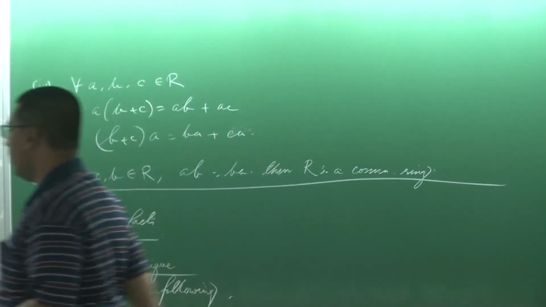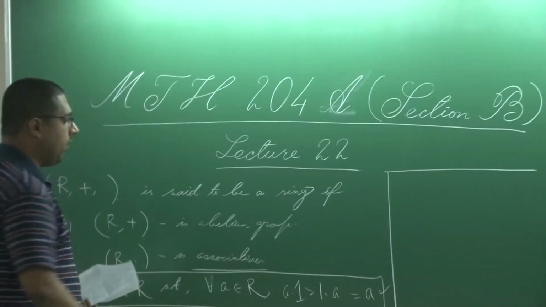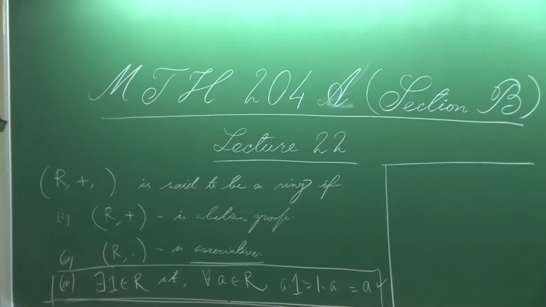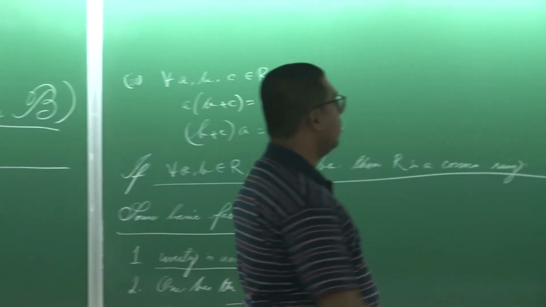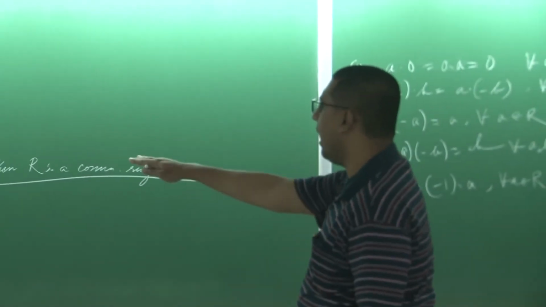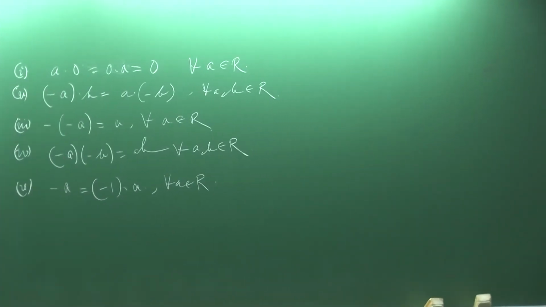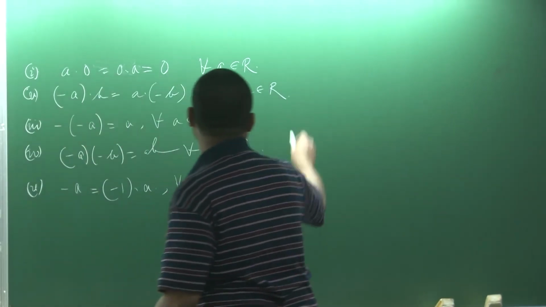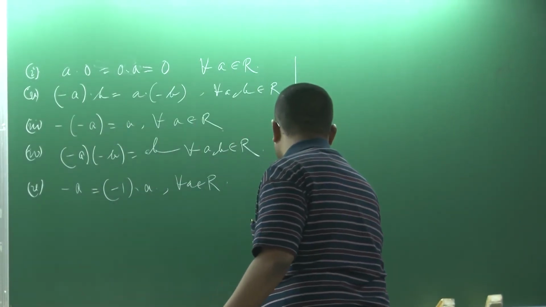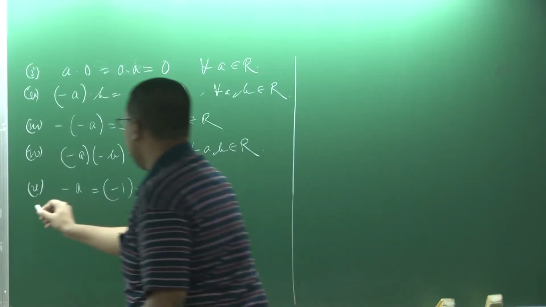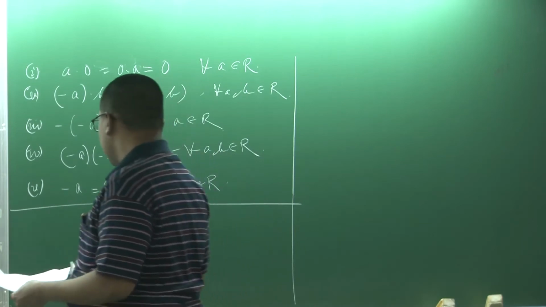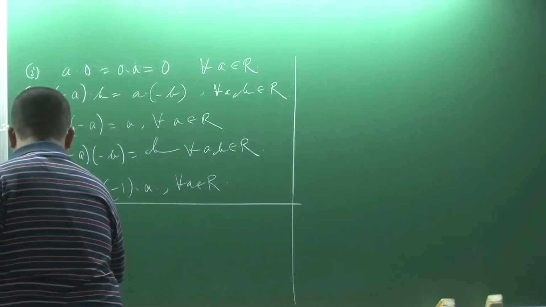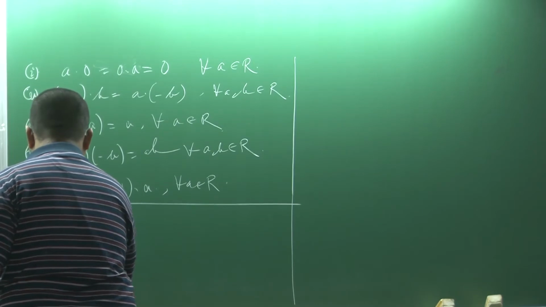So this says that the unity is unique. Therefore, from now on we can safely call it the unity. So this is the definition of a ring, and some facts which immediately follow from the definition. Now let's look at some examples of rings. We are going to see various interesting examples. So let's start talking about them one by one.